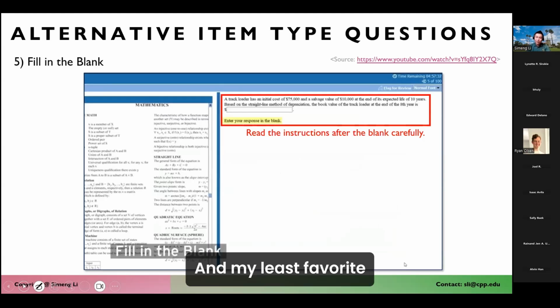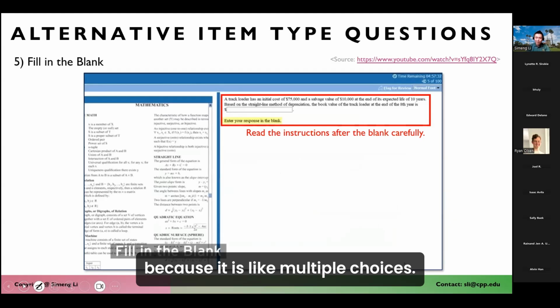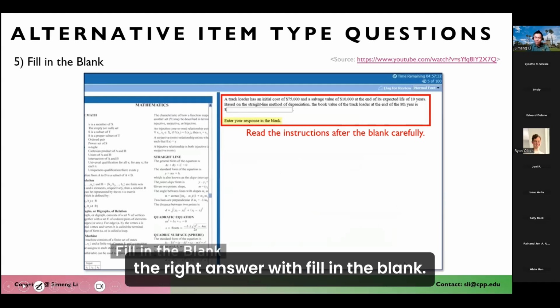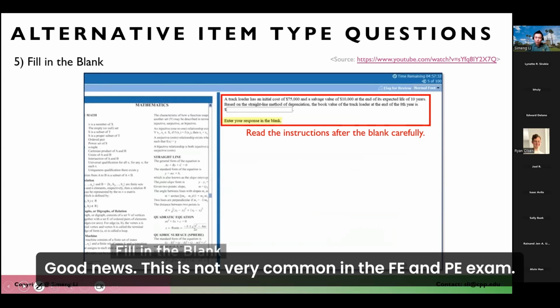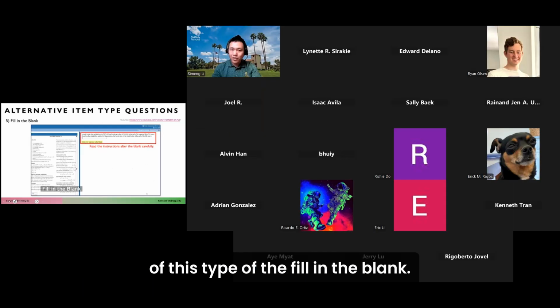And my least favorite type of question is the fill in the blank, because it is like multiple choice. However, you do not have the options to guess. So it's more difficult to guess the right answer with fill in the blank. Good news, this is not very common in the FE and PE exam. You're probably going to see one, no more than two questions of this type.